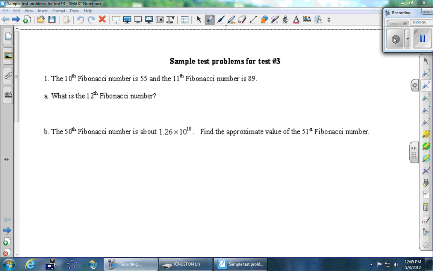This is problem number 1 on the sample test problems for test number 3. The 10th Fibonacci number is 55 and the 11th Fibonacci number is 89. A, what is the 12th Fibonacci number?